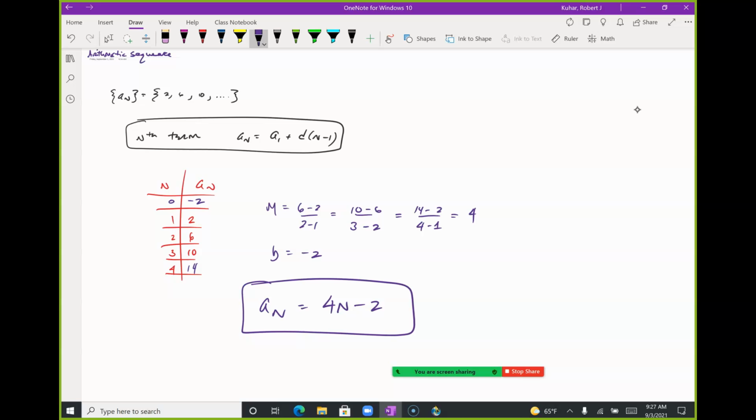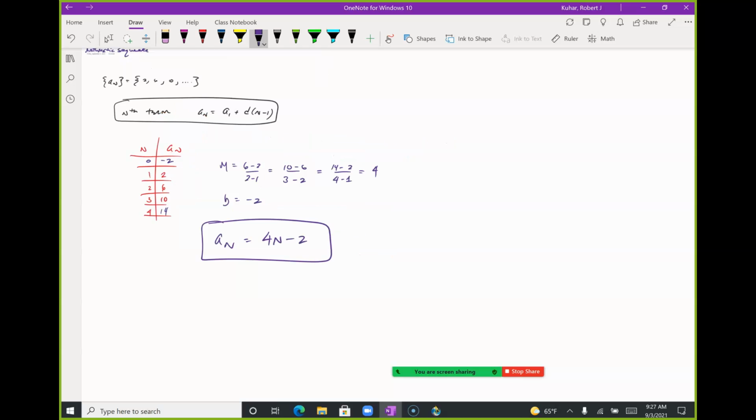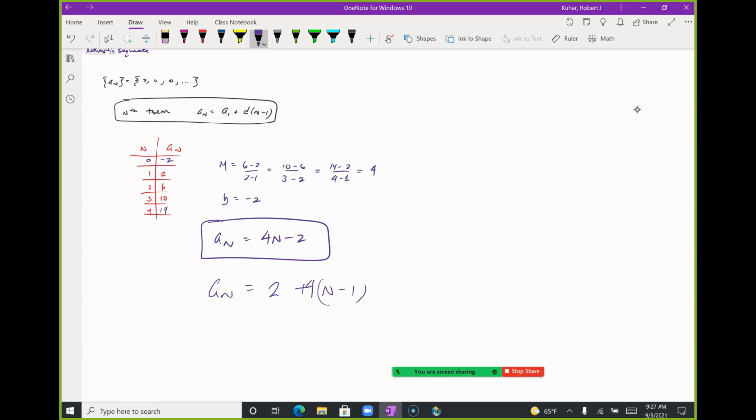But we can also look at this with our formula for a sub n is the first term, which is 2, plus n minus 1 times that 4. The d value is 4. Everybody following me here?